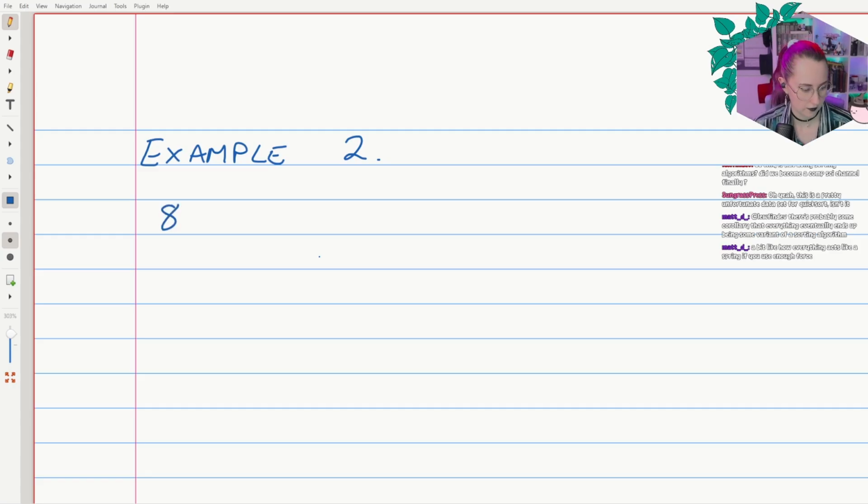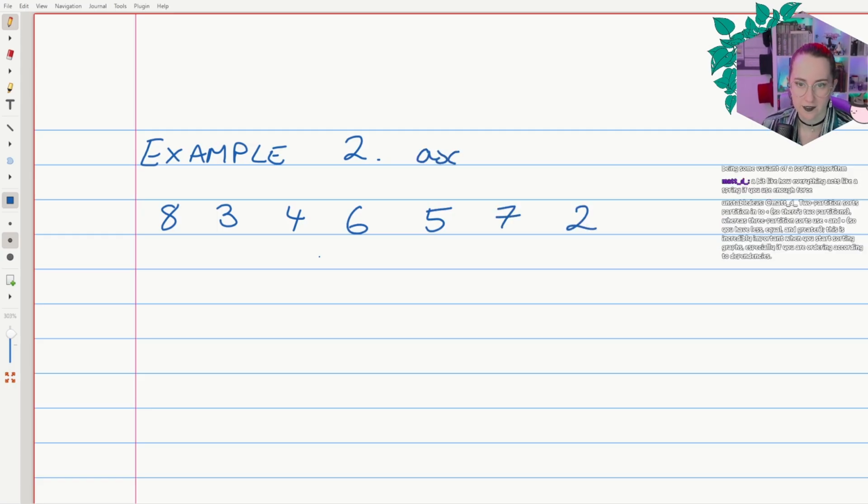So we've got 8, 3, 4, 6, 5, 7, and 2. Okay, and then we want these in ascending order. Always good to know what order we're actually trying to put things in.